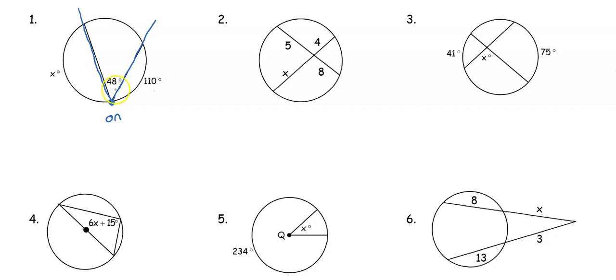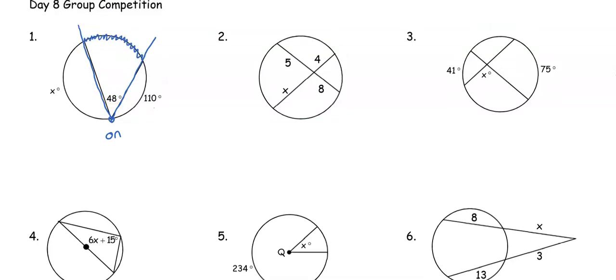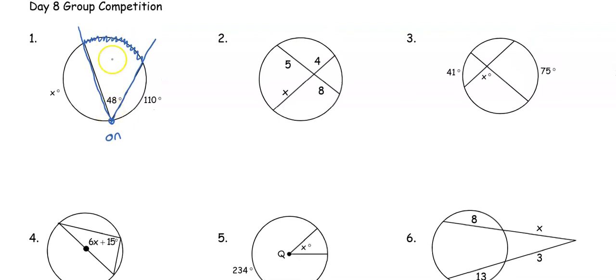When the vertex is on the circle, the angle is half of the arc. So because I am giving you the angle measure, you're going to double that. The angle will always be smaller than that arc. So this arc is going to be 96 degrees. But that's not what we were solving for. We were looking for the measure of this arc over here.